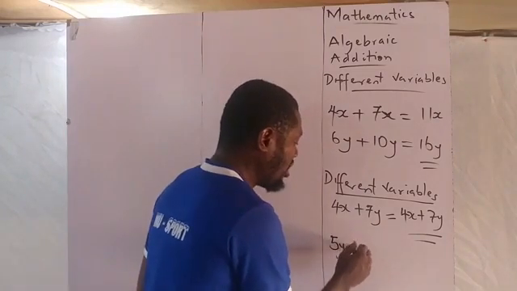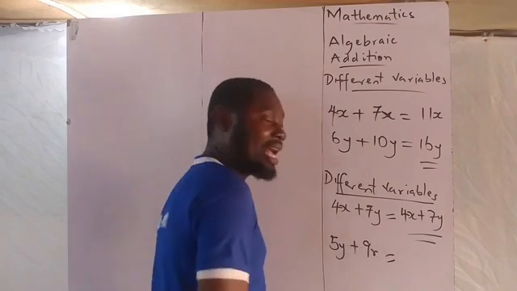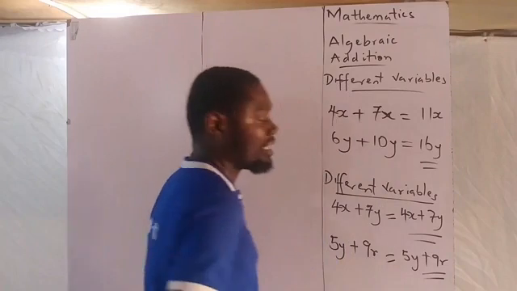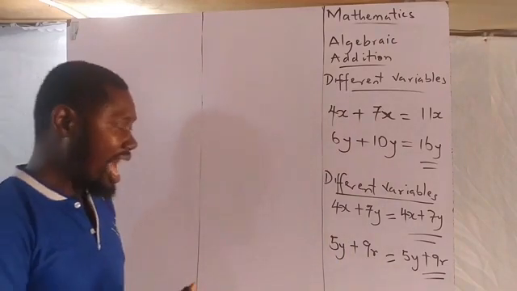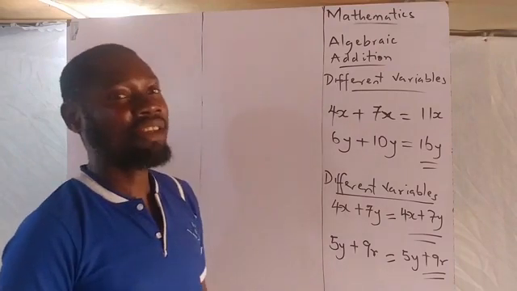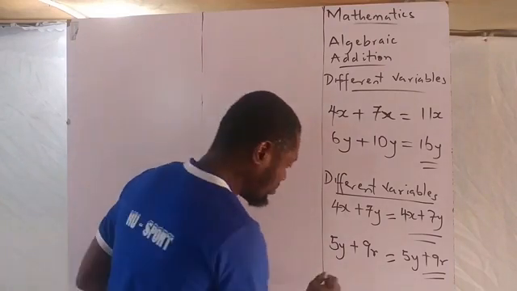5y plus 9r. My answer is still 5y plus 9r. That is your answer. Once you're adding things that don't have the same variables attached to them, that is how your answer goes.